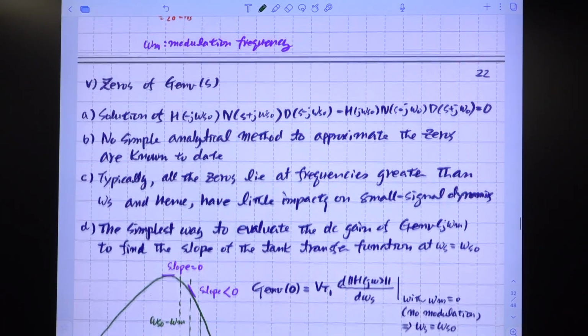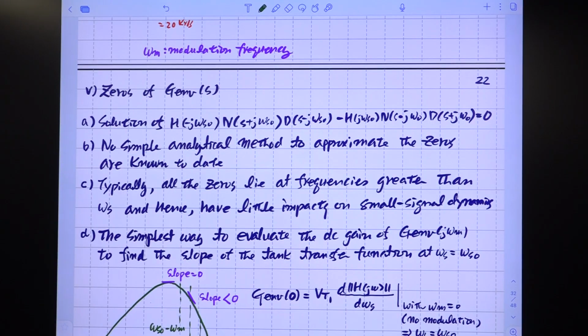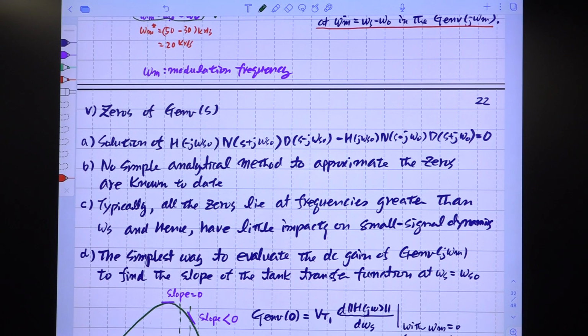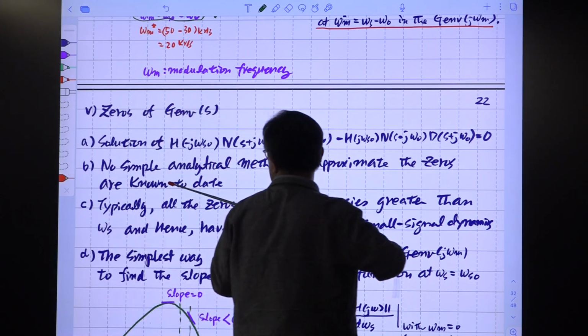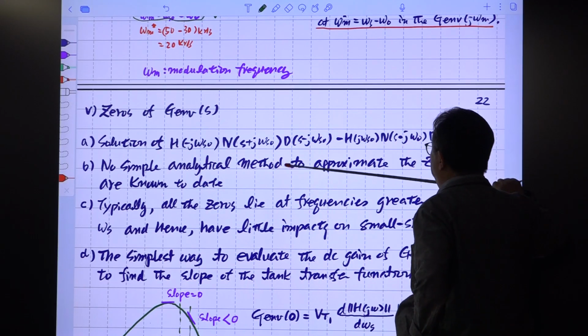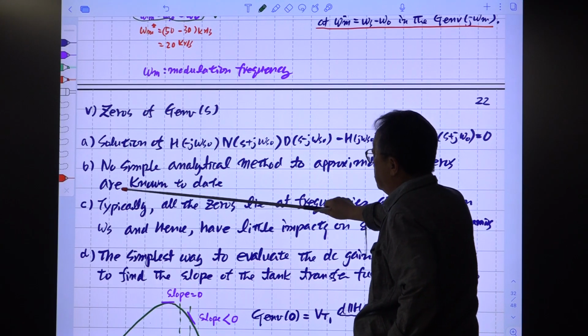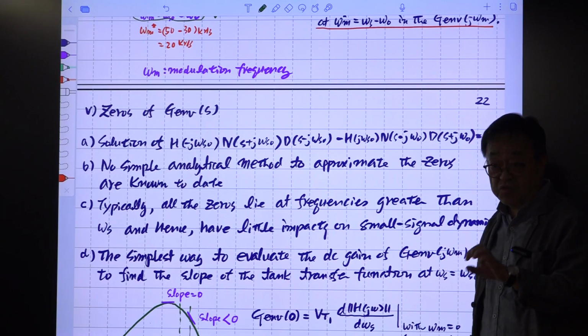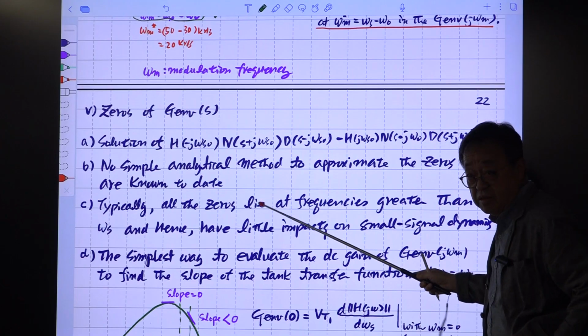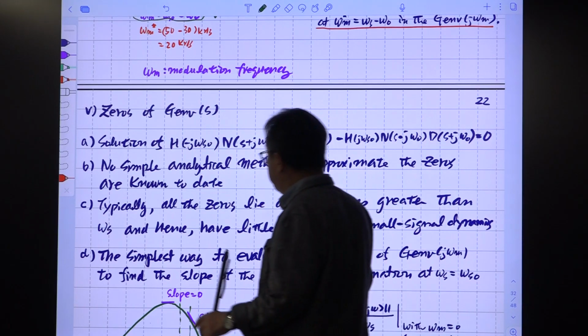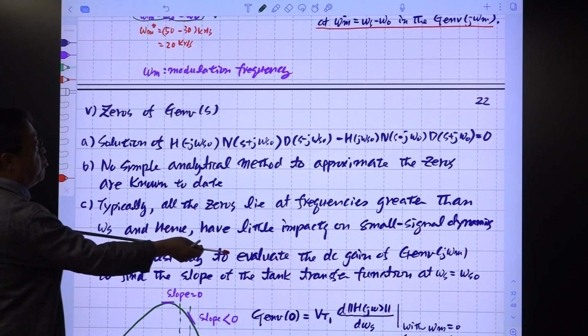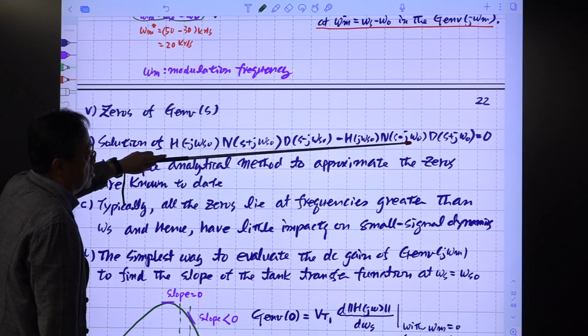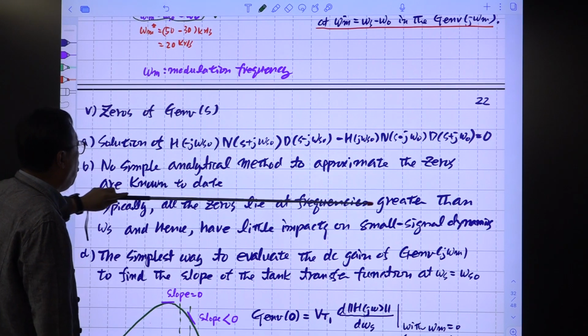Another story is this one. So we discussed the poles of this G env s. How about zeros? The zeros are coming from this one. This is the numerator. Okay, very complex one. All right. So there is no simple analytical method to approximate the zeros known today. That means nobody has succeeded to derive this. All right. So we don't have any analytical tool to predict this. This is just so complex. Okay. So this prediction of the zeros is very difficult. So no one has succeeded.